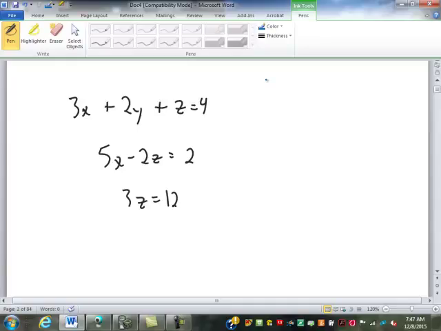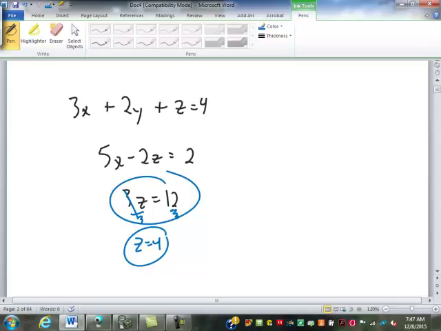Where would I start on this? Yeah, the bottom one. 3z equals 12. I can find z really easy from that by dividing by 3. z equals 4. Well, now what? Well, up here, this equation has only x and z. If I put a 4 in there, the only variable is now x. I can solve for x.